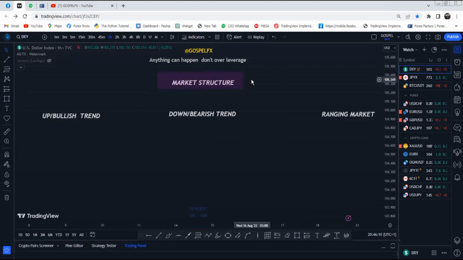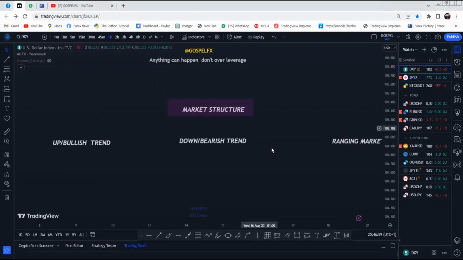What this means is, if the market is not ranging, it should either be in an uptrend or a downtrend. If the market is not in an uptrend, it should either be in a downtrend or in a ranging market. Those are the three stages or three phases of the market. The market should be in one of these phases. So I'm going to start to illustrate it to you.